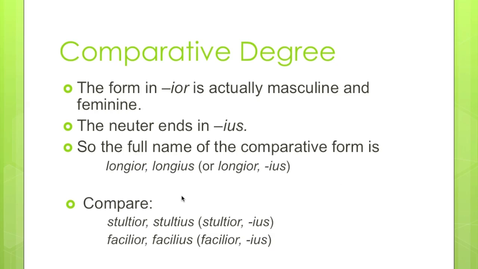And we'll compare, for instance, the full name for stultior. The full name of stultior is stultior, stultius. The full name of facilior is facilior, facilius. For ease in the lists we've been doing, like stultus, stultior, stultissimus, we've merely been using the nominative masculine singular forms just so we don't have to go on forever listing the forms.